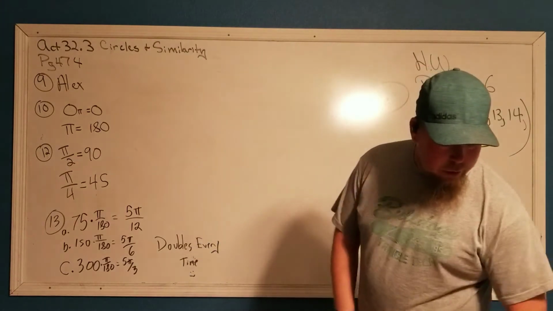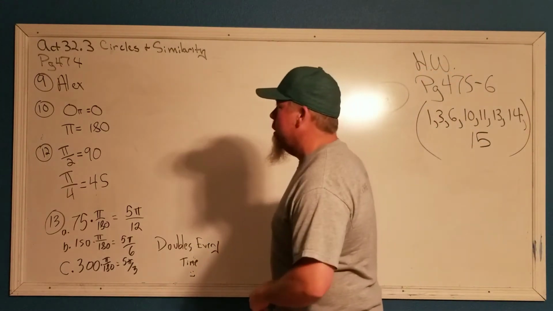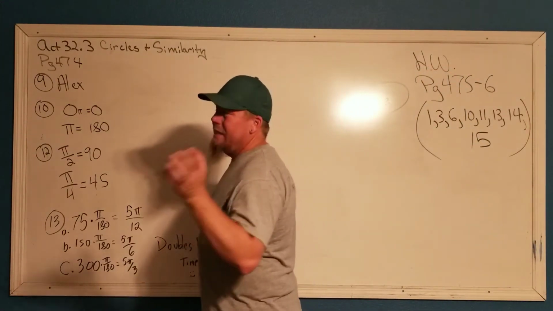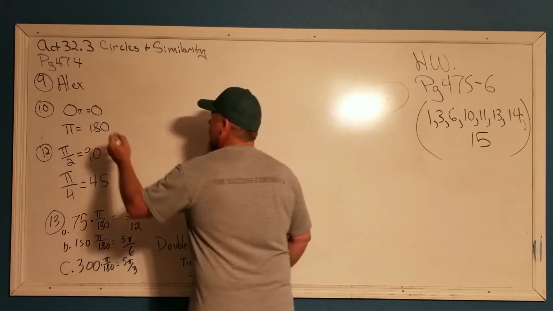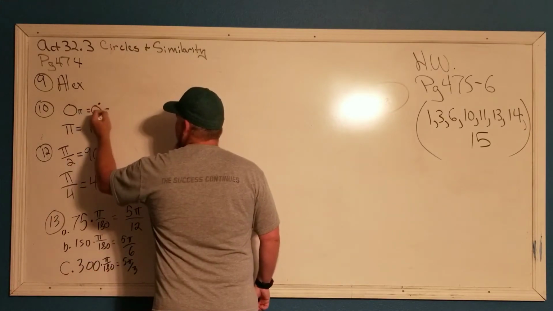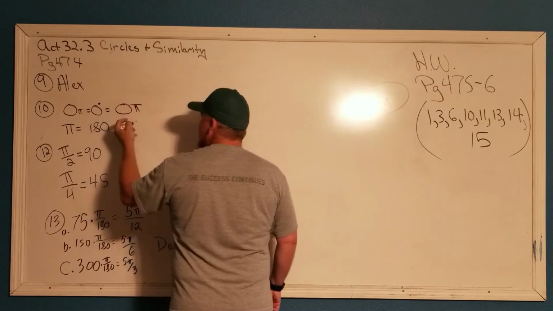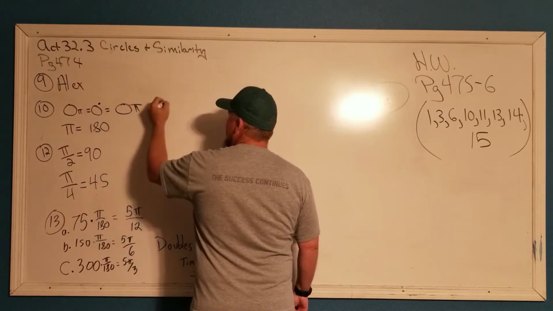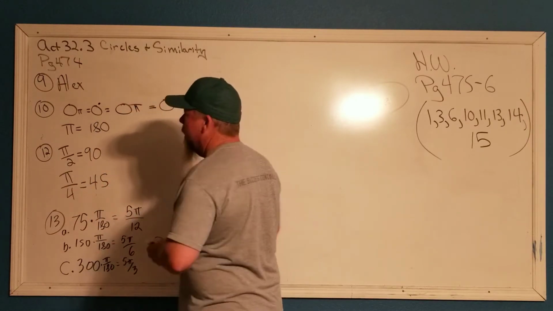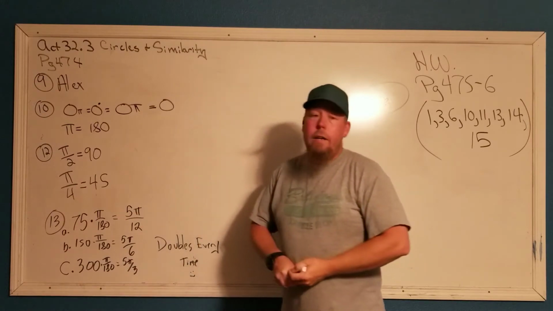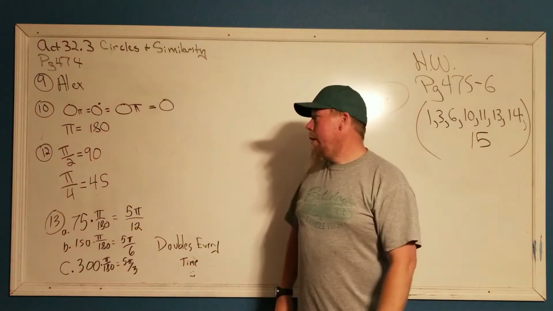Number 10, what's the radian measure equivalent to 0 degrees? I want to take a second on this one. 0 degrees, technically, the radian measure would be 0 pi, but we don't actually have to write the pi, so we would just write 0. Just FYI. And then 180 degrees, we know that one is simply going to be pi.